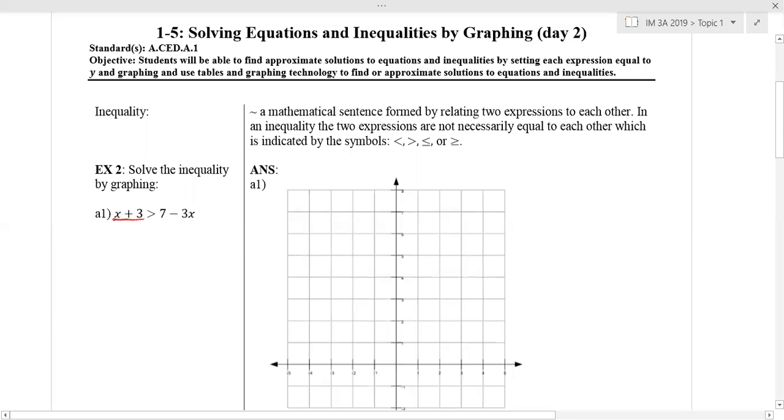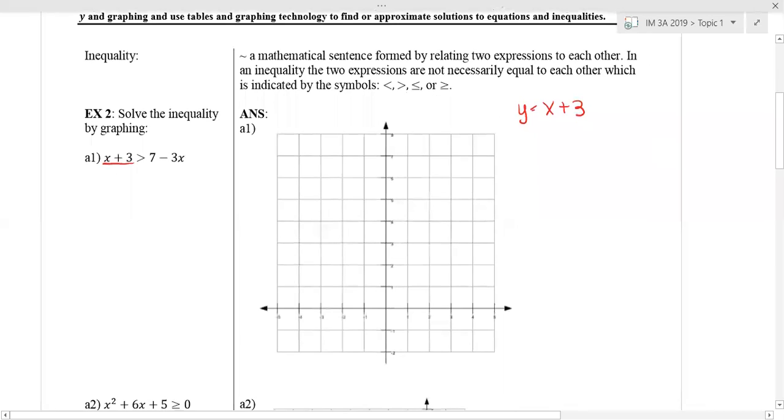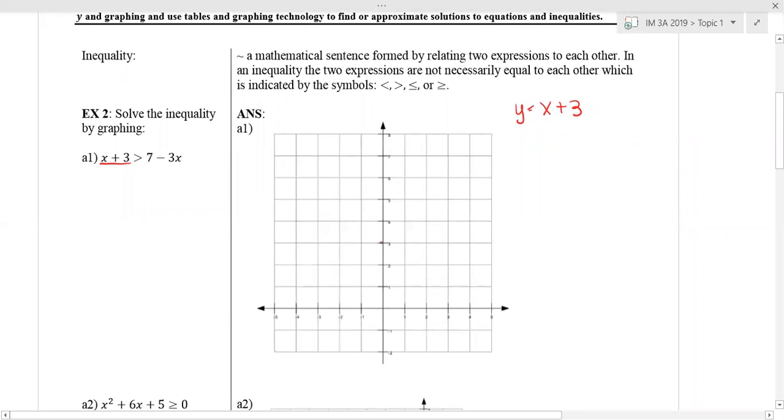So what I'm going to do is take the left-hand side of my inequality, which is x plus 3, and make that into a y equals equation so that I can graph it. And so this equation, y equals x plus 3, is telling me to graph a line that has a y-intercept at 3 and a slope of 1, because there's a 1 in front of my x. And so I'm going to graph that line.